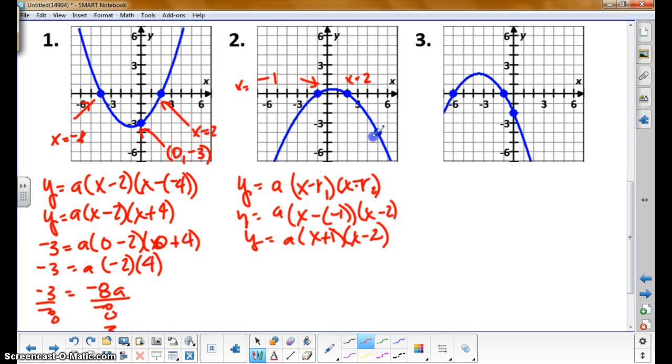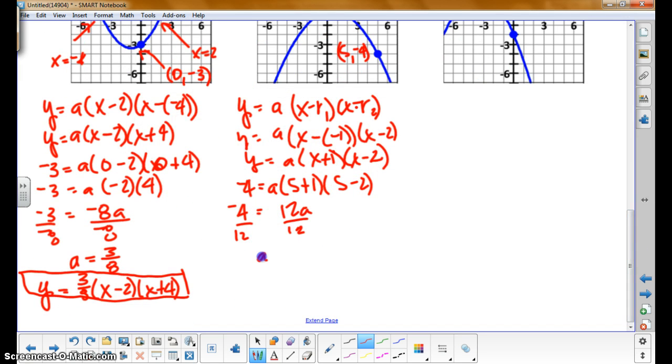And we're going to use that third point, the coordinates of which are 5 and 1, 2, 3, 4, -4. So 5 and -4. So -4 is our y value. 5 plus 1, 5 minus 2. So negative 4 is equal to, that's a 4, that's a 3, 12a. Divide both sides by 12, and you get a is equal to negative 1/3. So the final form of your equation is negative 1/3 times x plus 1, x minus 2.